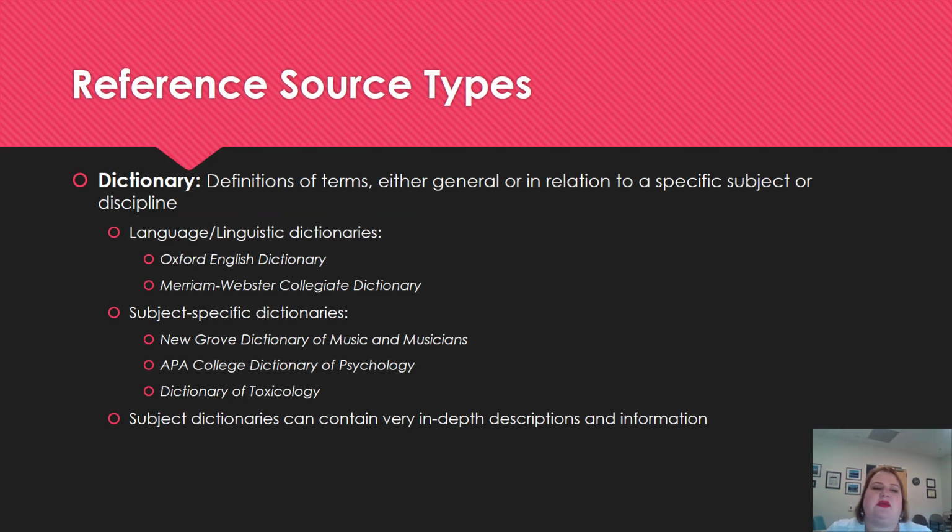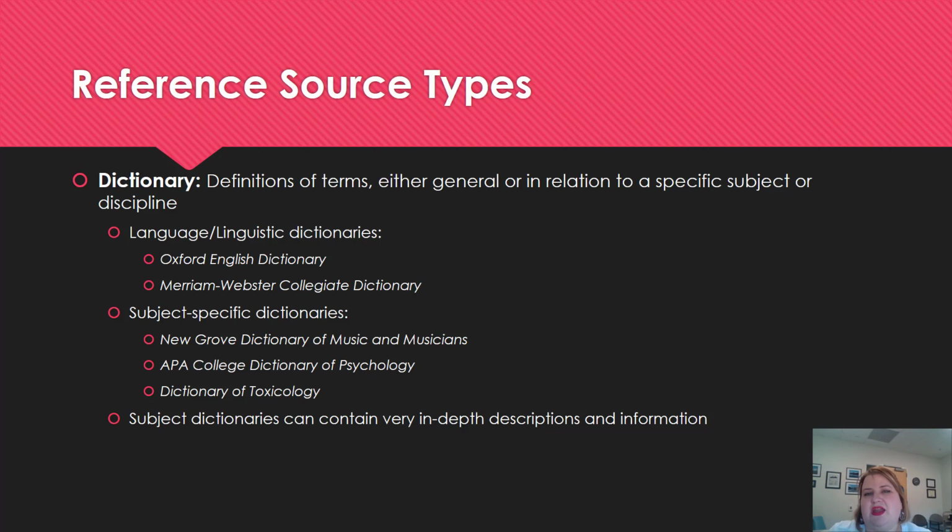All right, next is something you're probably very familiar with, which is a dictionary. If you don't know already, a dictionary defines terms. It gives definitions of terms, either general or in relation to a specific subject or discipline. Most people are very familiar with language dictionaries, such as the Oxford English Dictionary and the Merriam-Webster Collegiate Dictionary, where you get the word and what it means.